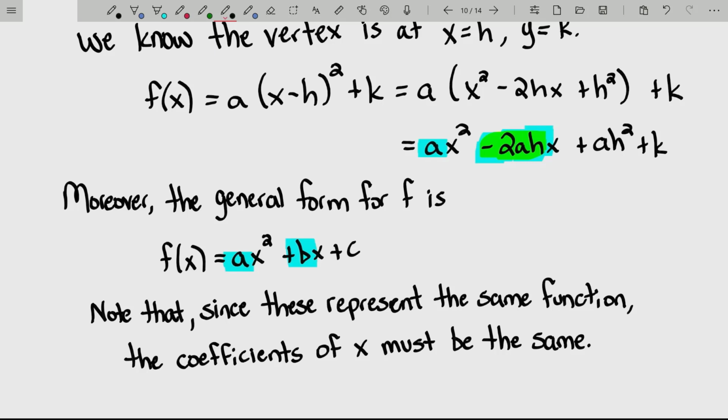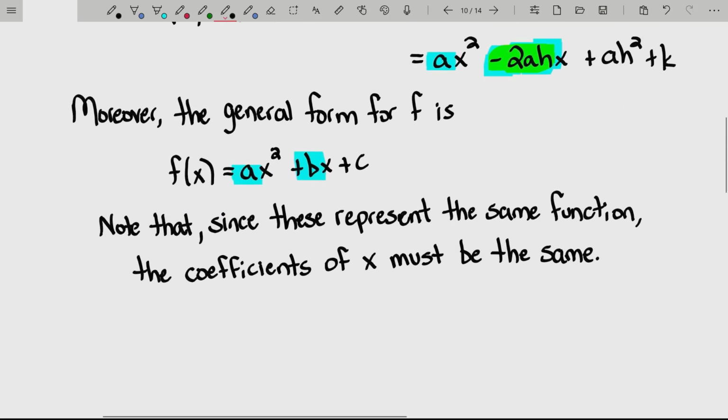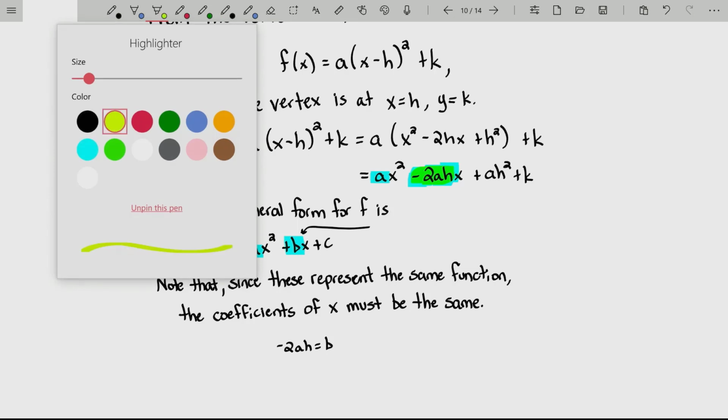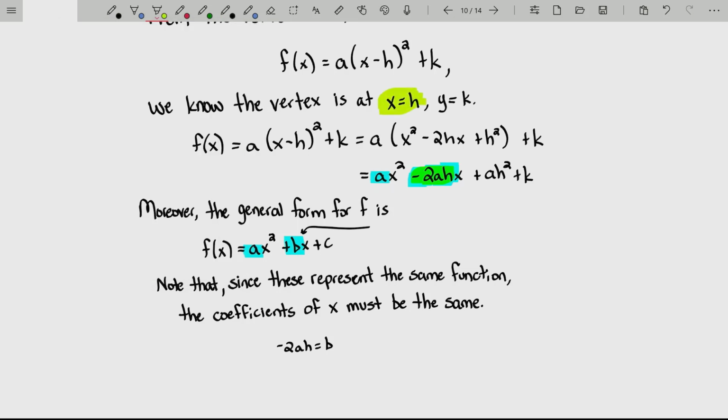Since these both represent the same function, the coefficients of x must be the same. That is, negative 2ah must equal the coefficient of x right here, which is b. Now remember what we said about h from the get-go. We know the vertex, I'll highlight this in yellow here, is at x equals h, y equals k. I'm not really concerned about the y value, to be honest with you. I want to somehow create a relationship with h.